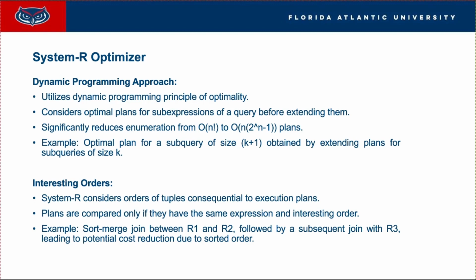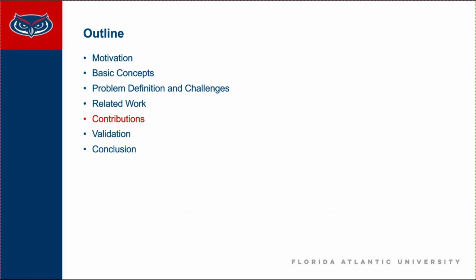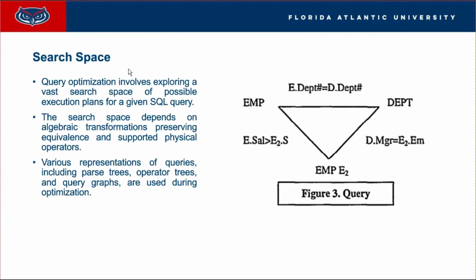But there are some limitations in the System R approach. Although the System R optimizer is elegant and influential, it has limitations in extending to include other logical transformations besides join ordering. However, its utilization of cost-based optimization, dynamic programming, and interesting orders has greatly influenced later advancements in optimization architecture. Now talking about the contribution by the author.